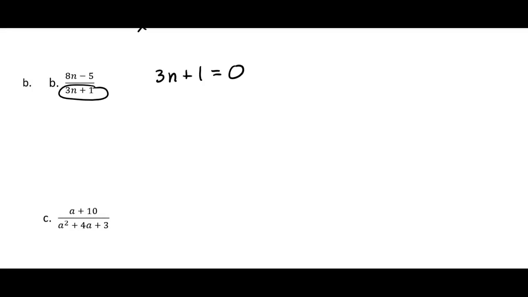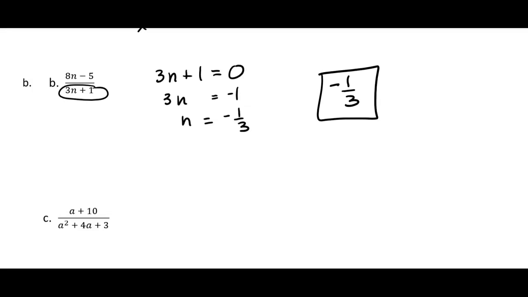set it equal to 0. You're going to solve that by subtracting 1 on both sides and then dividing by 3. And so the value where it's undefined is negative 1/3. Now, I don't like to put n equals that because actually that's what n can't equal because it makes the expression undefined. So remember, we're looking for values that make the expression undefined.